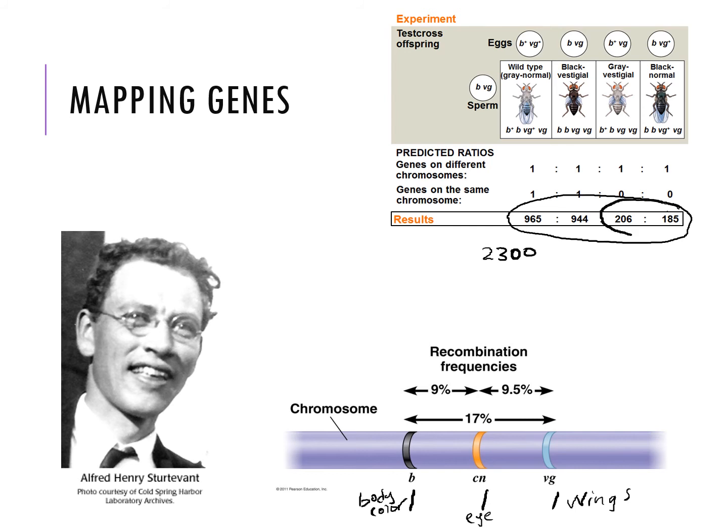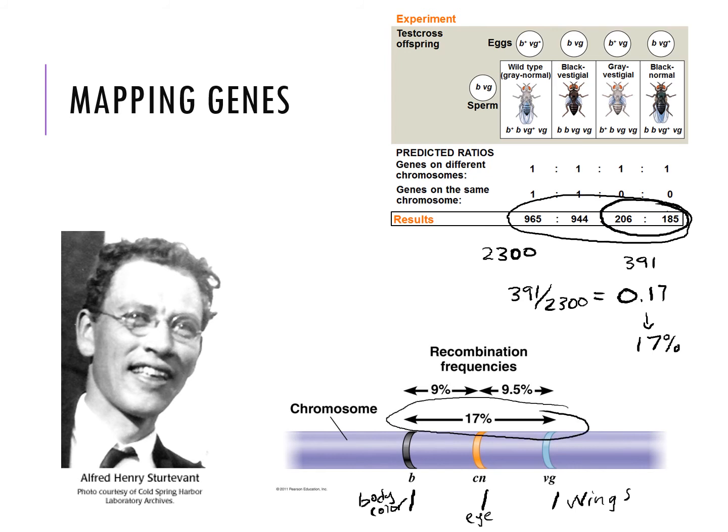Then if I add up just the ones where crossing over occurred, it gives me 391. So 391 out of my 2,300 offspring had crossing over between homologous chromosomes during meiosis 1. If I calculate that out, that gives me a 17% likelihood that crossing over will happen between the two genes, body color and the wings, which is what we see right here.